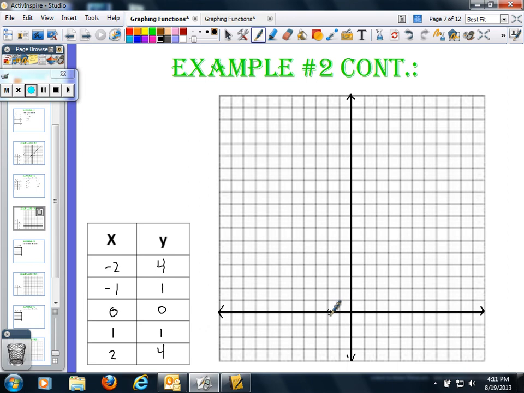So we have -2 and 4. We have -1 and 1. And we have 0 and 0. 1 and 1. And 2 and 4. Now you kind of see, and if we wanted to check another one and we wanted to do 3 and -3, you would find out that this is actually going to be 3 and 9. And -3 and 9 also. Now we didn't do these ones, but you could do them and you would get the same values. So now we are going to graph.